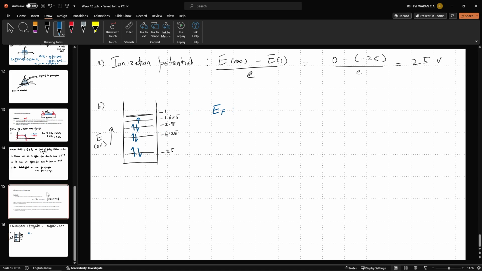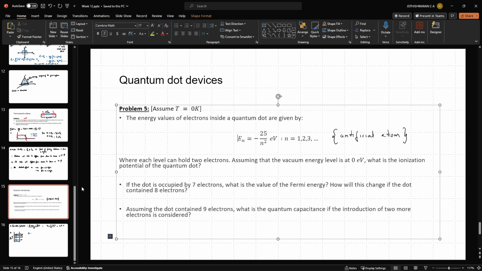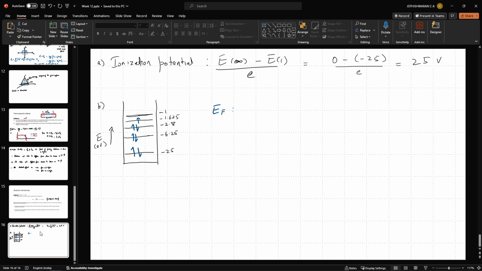Oh yes, what should be mentioned here is, assume T is equal to 0. Or rather I will write that up top. So we have to assume that the temperature is 0 Kelvin through and through. So we are not looking at any finite temperature examples.